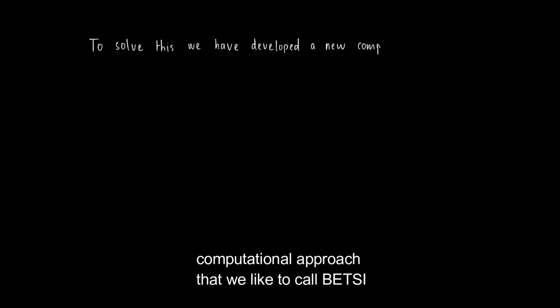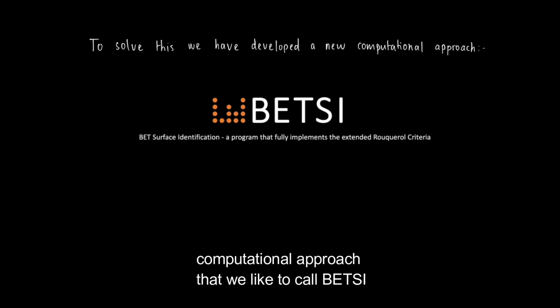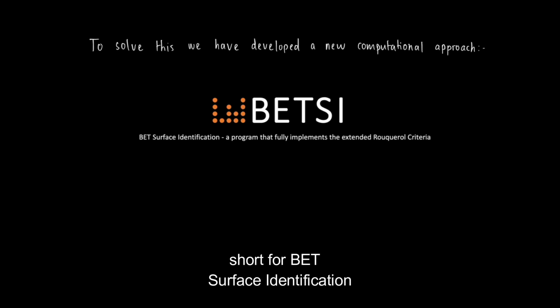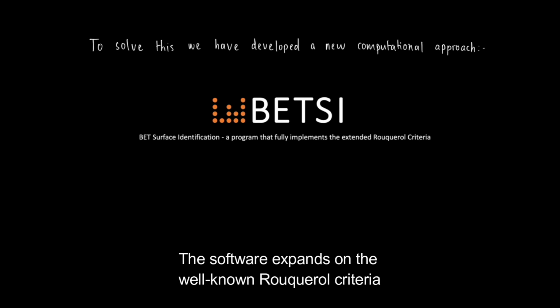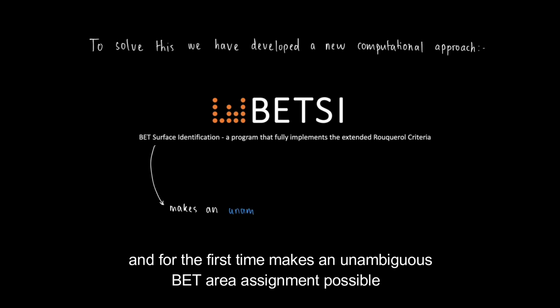To solve this, we have developed a new computational approach that we like to call BETSI, short for BET Surface Identification. The software expands on the well-known Rouquerol criteria and for the first time makes an unambiguous BET area assignment possible. So how does BETSI work?